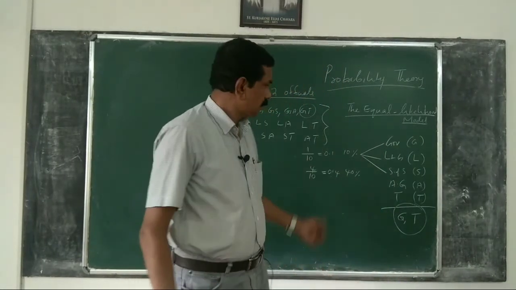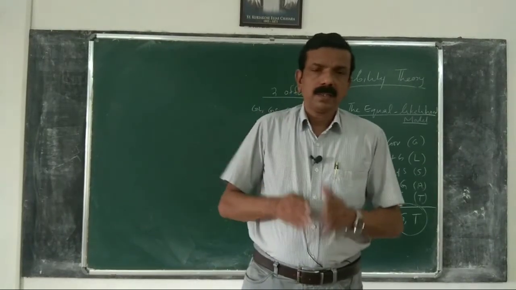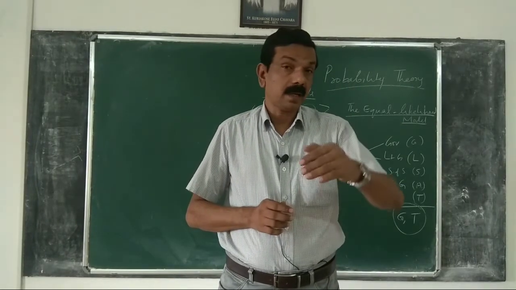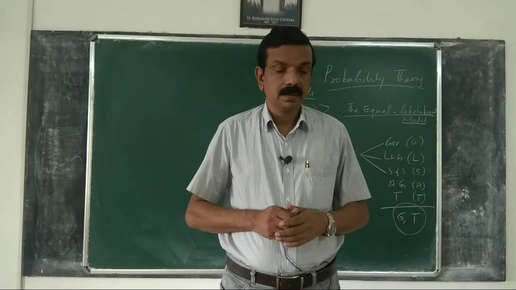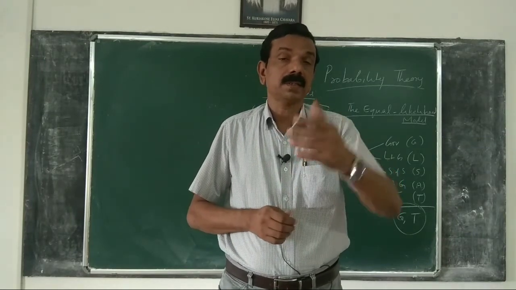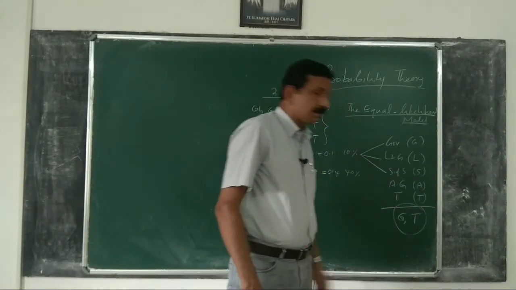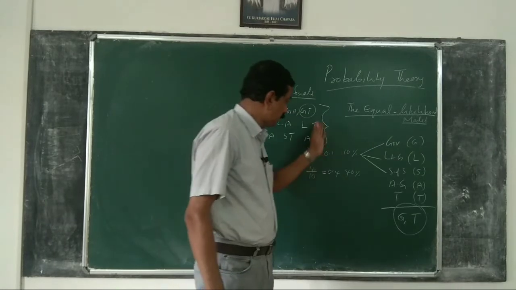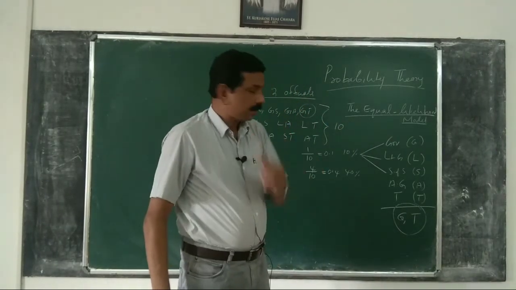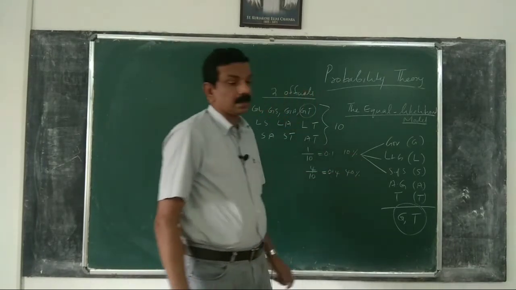As this example shows, when the outcomes are equally likely, probabilities are nothing more than percentages. Here there are 10 equally likely outcomes, and the probabilities are 10%, 40%, etc.